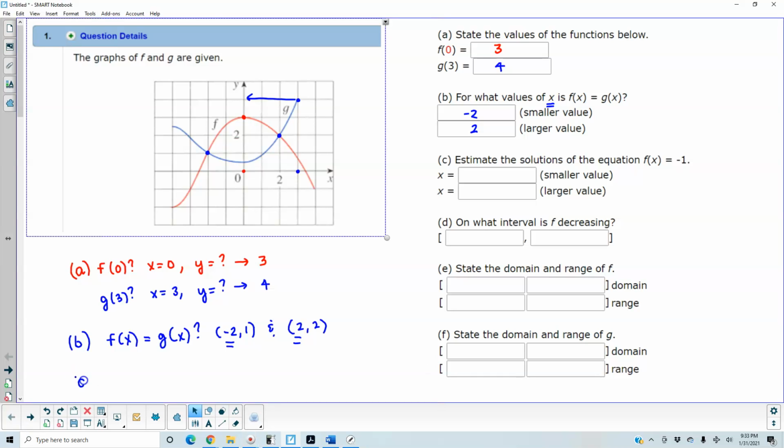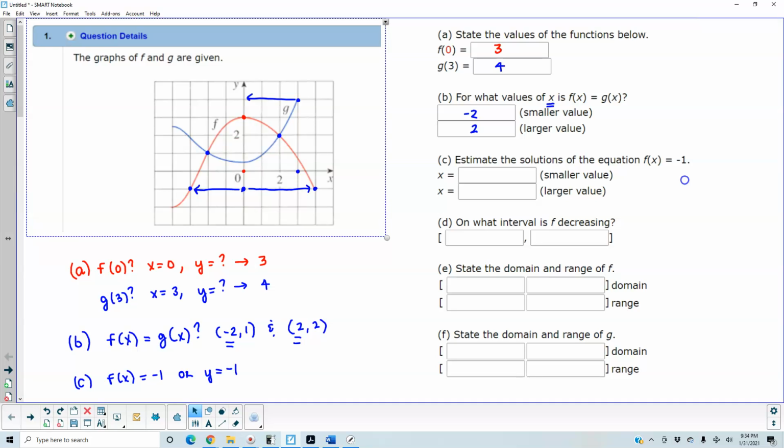Now for part C, it's asking us to estimate the solutions of the equation for when the output is equal to -1. That means when is it that f of x is equal to -1, which means the same thing as when is y equal to -1. So if we take a look at -1 on the graph, we can see there's a -1 at this point, and then we can also see there's a -1 at this point here.